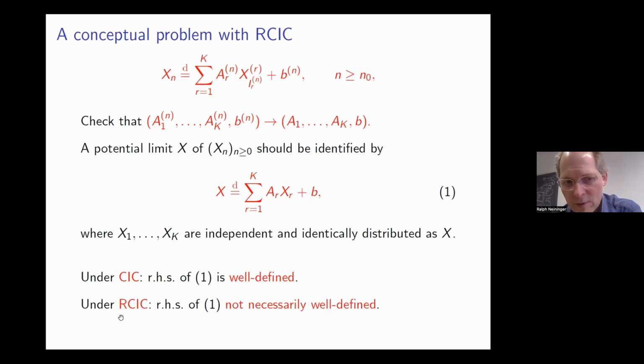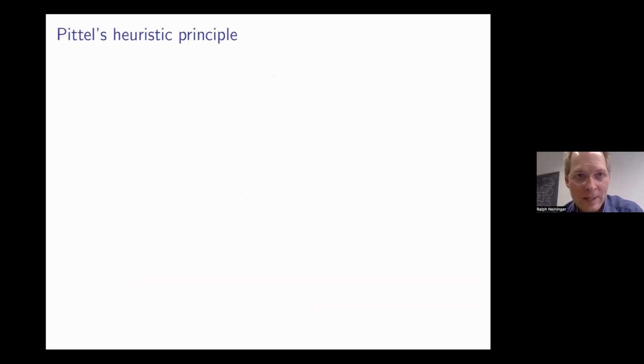But if you only have this relaxed conditional independence condition, on the right-hand side, you may have dependence between b and the xr. And you would use this for general distributions. So it's not clear how to even define the right-hand side meaningfully. So this is the principal problem here.